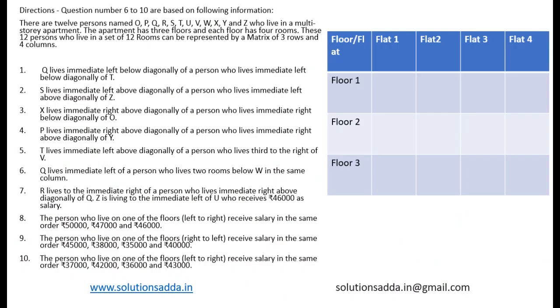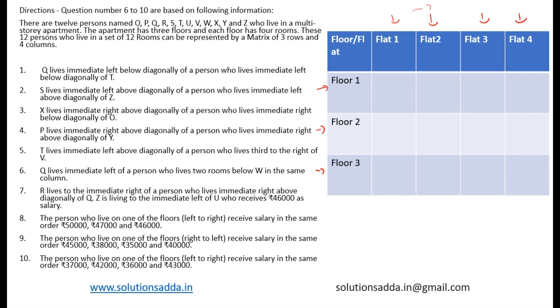This is a question from aptitude. The given direction is that we have to answer questions 6 to 10 based on the information given below. There are 12 persons named O till Z who live in a multi-story apartment. The apartment has 3 floors and each floor has 4 rooms, that is, 3 floors 1, 2 and 3, and each floor has 4 rooms, namely flat 1, flat 2, flat 3 and flat 4. These 12 persons who live in a set of 12 rooms can be represented by a matrix of 3 rows and 4 columns. So this is the matrix representation.